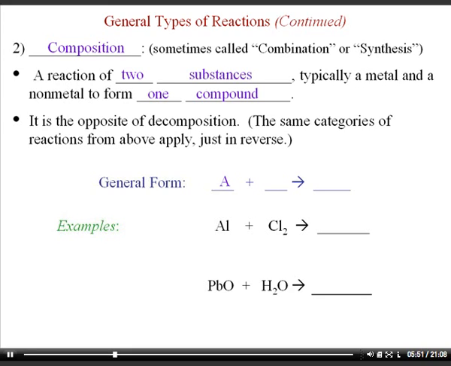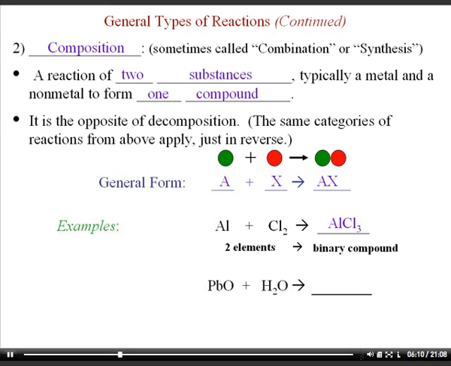So our general form looks like this. Substance A plus substance X turns into compound AX. Now the first example is the element aluminum bonding with the element chlorine. And these are just two elements, and so this is categorized as a binary compound that we're going to make. So you put the symbol for aluminum next to the symbol for chlorine and you cross the charges. And aluminum happens to have a +3 charge, chlorine has a -1 charge, so the formula for this binary compound is aluminum chloride, AlCl3. And again, you could balance it after you're finished writing the correct formulas.